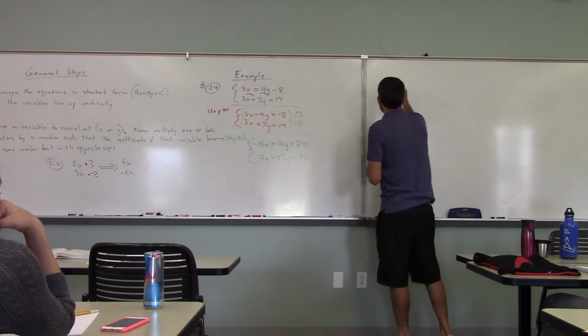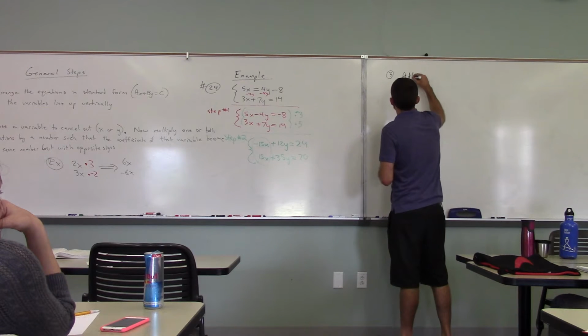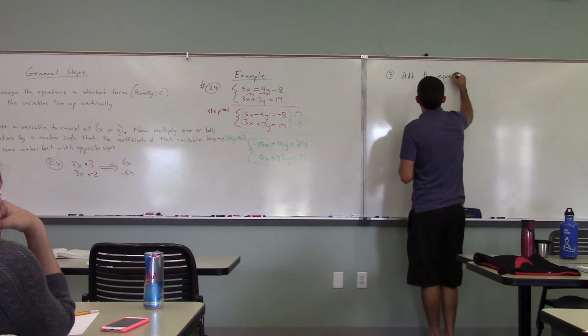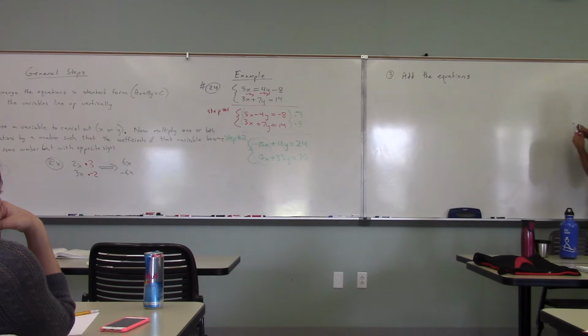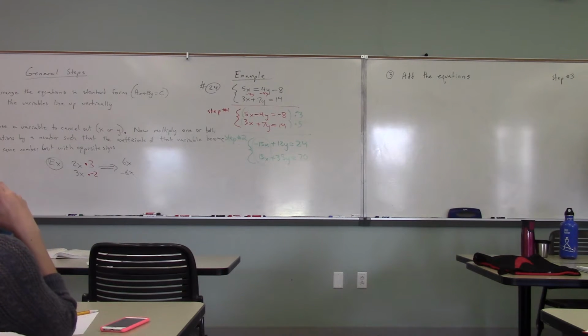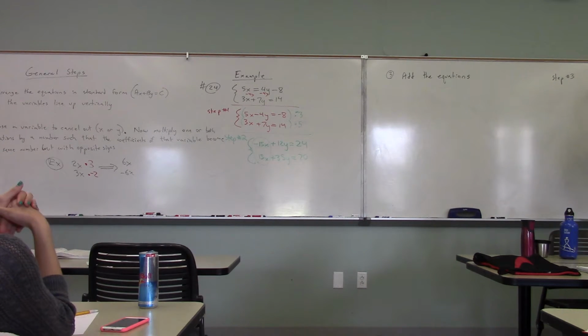Okay, step 3 is just add the equations. So over here, step 3, I'll do it in black, would be just rewriting it really quick. Negative 15x plus 12y is 24. 15x plus 35y is 70. Adding them together, I get, cancel. This is 47y equals 94.